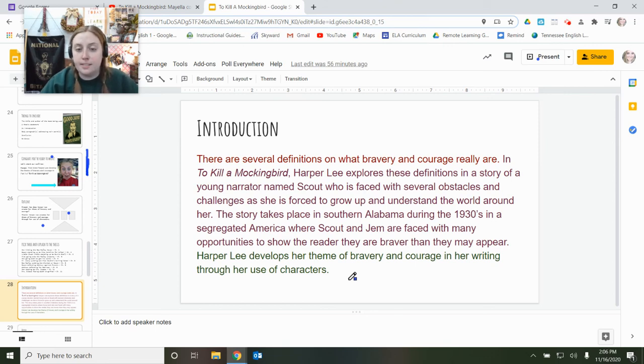The story takes place in southern Alabama during the 1930s in a segregated America, where Scout and Jim are faced with many opportunities to show the reader they are braver than they may appear. Harper Lee develops her theme of bravery and courage in her writing through her use of characters. Okay, so what I did, instead of having 3 main points, all 3 points will be talking about the characters.